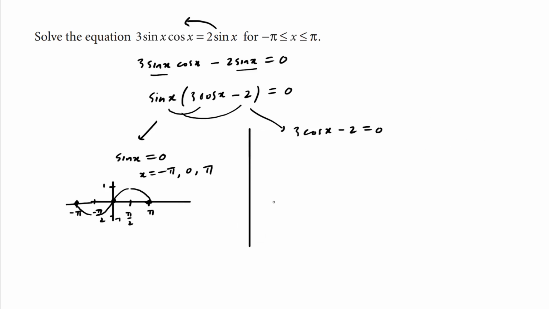Now, let's focus on the second part. 3 cosine x is equal to 2, moving this over. Divide both sides by 3. We have cosine x is equal to 2/3.